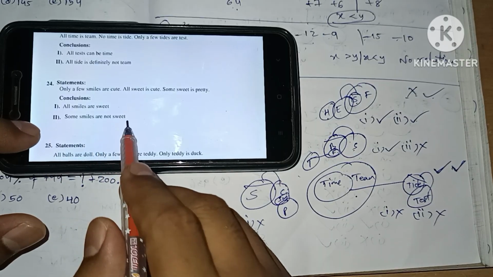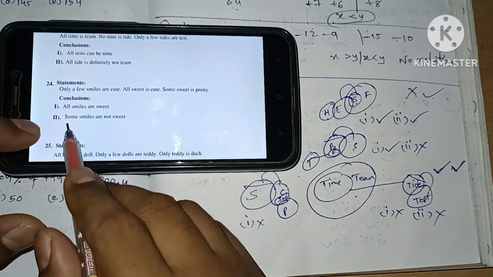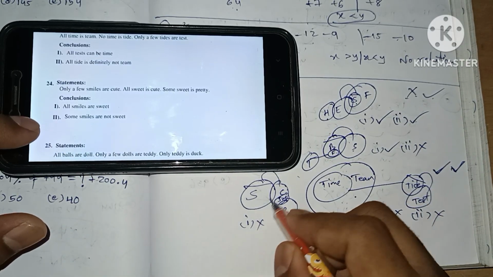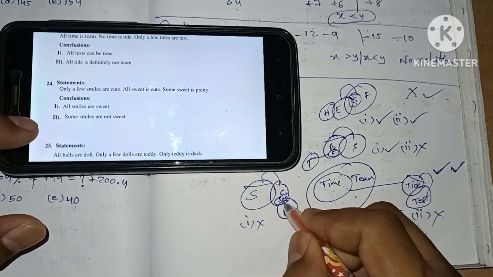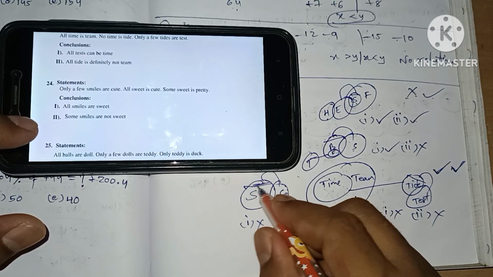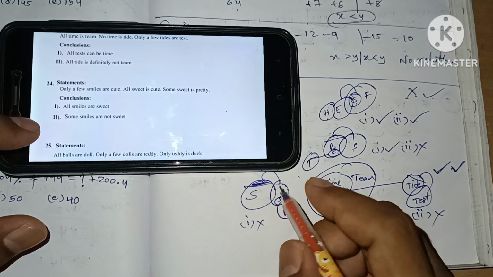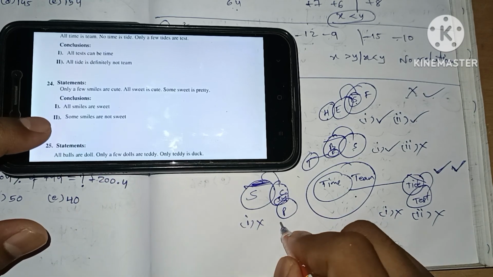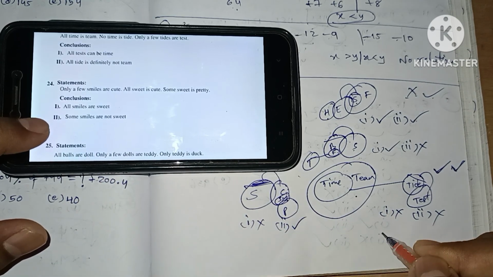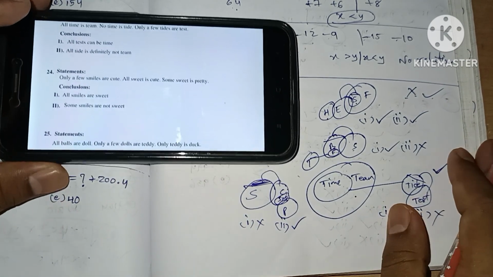Some smiles are not sweet. We see not here, so we check whether all smiles can be sweet. All smiles can be placed inside sweet. It is not possible because of this part. So all case fails means the some-not case will be true. So the second conclusion will be true. Let's see the fifth question.